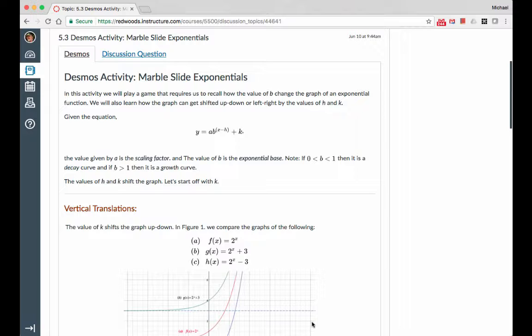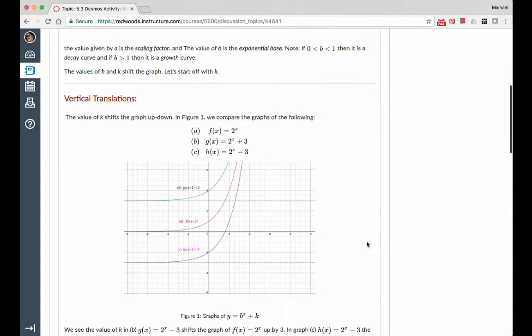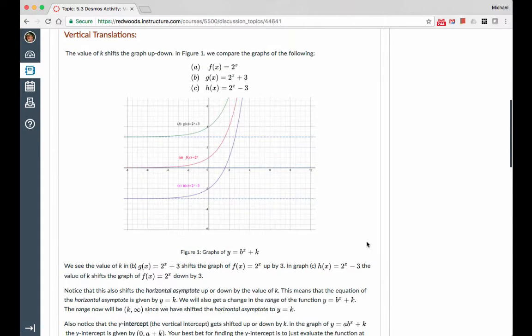What we're going to discover in this activity is how the values of h and k shift the graph up, down, left, or right, respectively. Let's start off with the value of k, or a vertical translation. The value of k is going to shift the graph up or down.